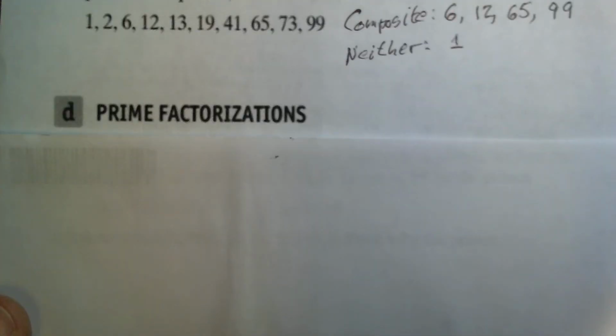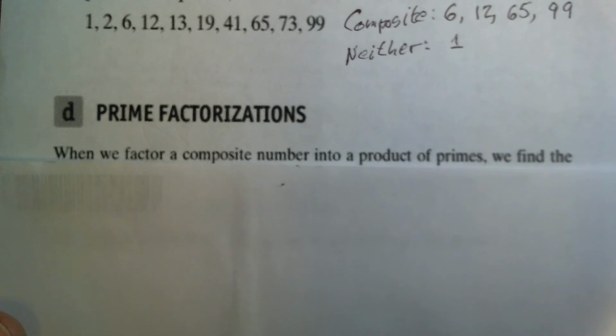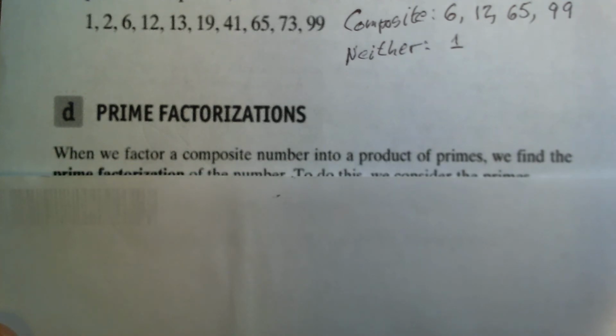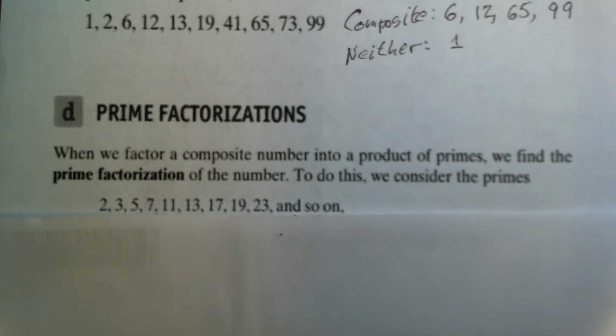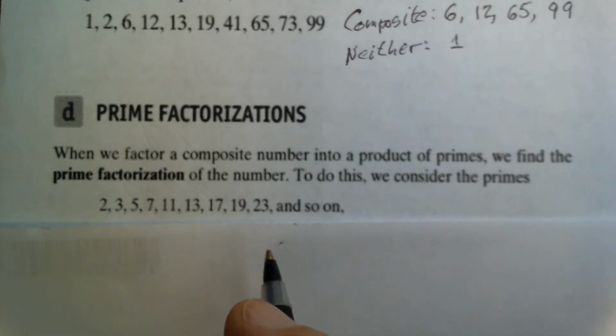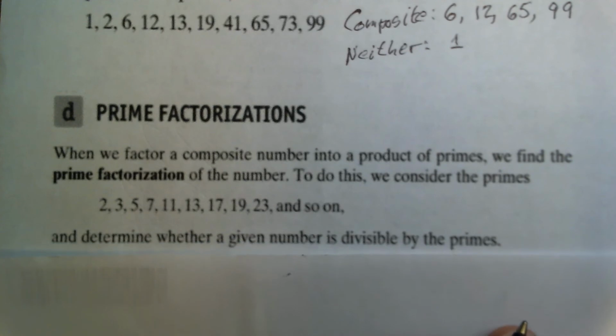Another important topic is that of prime factorizations. When we factor a composite number into a product of primes, we find its prime factorization. To do this, we consider the primes 2, 3, 5, 7, 11, 13, 17, and so on, to determine whether a given number is divisible by the primes. So we do some exercises on how to do that. First of all, here's the table of prime numbers from 2 to 97 that I mentioned, on page 89 in the upper right-hand corner.